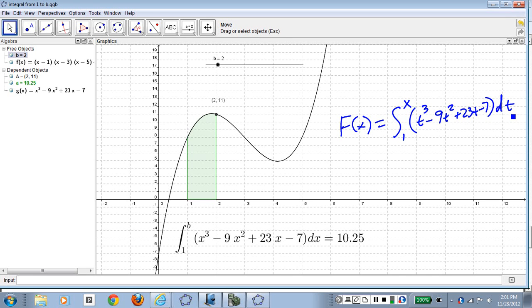If I take the derivative, big F prime of x, I get x cubed minus 9x squared plus 23x minus 7. For t, right? Well, I have t's right here, a t there and a t there. The process of taking the derivative, basically what happens is, since it's a function of x, we get this same expression except with x's replacing the t's.